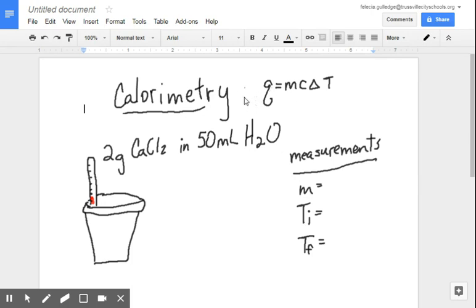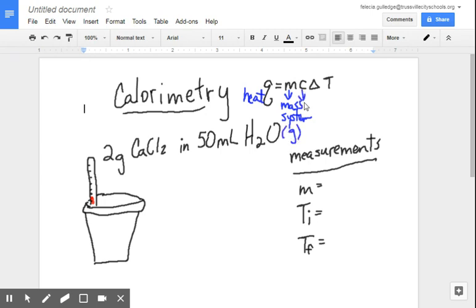Q stands for heat, and we will learn in just a minute what the units for heat will be. This M right here stands for mass of the system. So we'll discuss what the system is. It's whatever you are basically analyzing as your system. We'll get more detailed with that when we get to our experiment. When we take a mass, that mass is measured in grams.